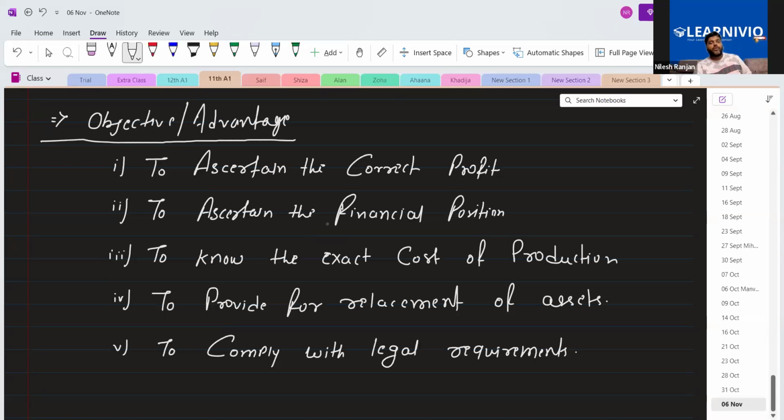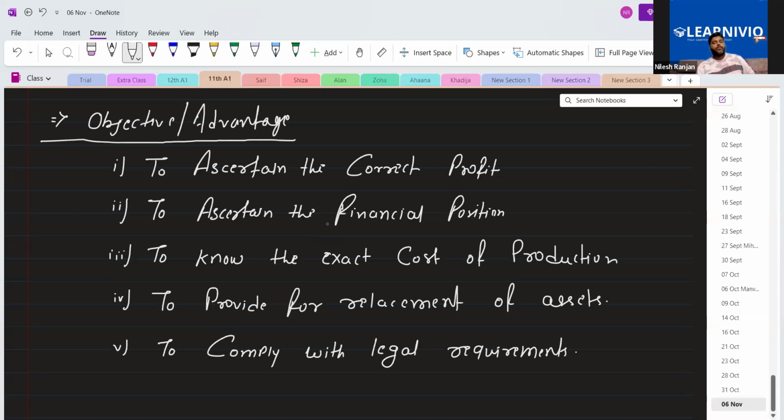The fourth one is to provide for replacement of assets. After 5 years, 10 years, or 15 years, we have to replace the asset. The old asset will be sold and a new asset will be purchased in its place. For the purchase of the new asset we need funds, and by charging depreciation every year, we accumulate the fund. We create a fund for the replacement of assets.